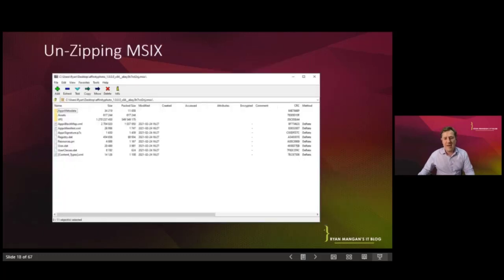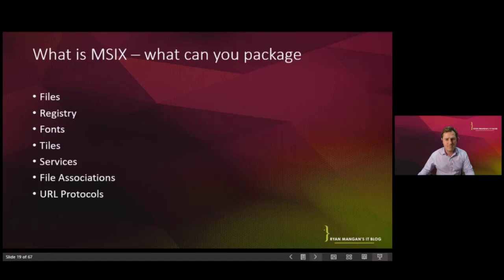Unzipping an MSIX, in there you can see various different things: assets, app data, metadata, the virtual file system, and then various files again. And as you can see, the app manifest, or package manifest as I call it, is in there. What can you package with an MSIX? Well, you can do files, registry, fonts, tiles, services, file associations, and URL protocols. Essentially, that's quite a few things you can do.